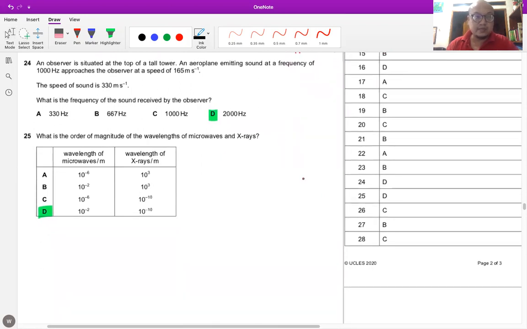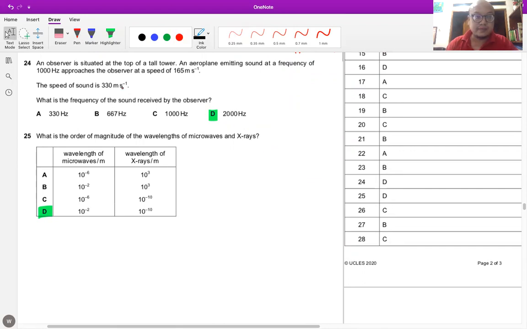An observer is situated at the top of a tall tower. An aeroplane emits sound of frequency 1000 hertz, approaching the observer at a speed of 165 meters per second. The speed of sound is 330 meters per second. What is the frequency of sound received by the observer? The answer is 2000 hertz.